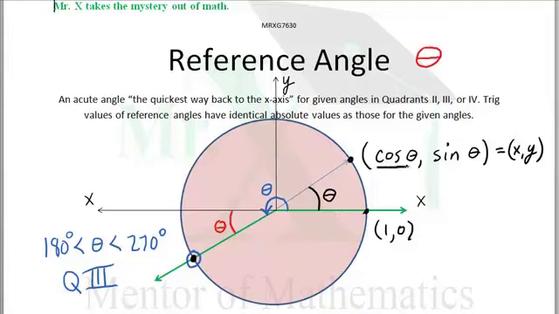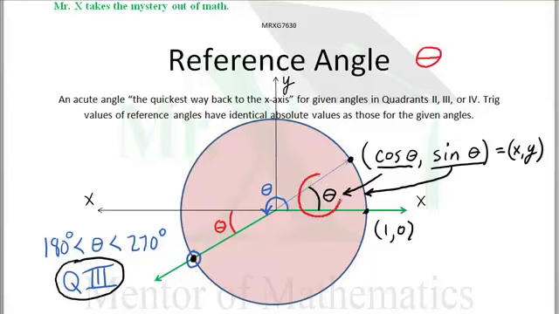Sure. So we look up the values of cosine theta, and we look up the value of sine theta for this angle, and we know the values here. We'll just take the negative of those values for both sine and cosine because we're in the third quadrant. So in effect, this value of theta is our reference angle, which is the fastest way back to the x-axis.